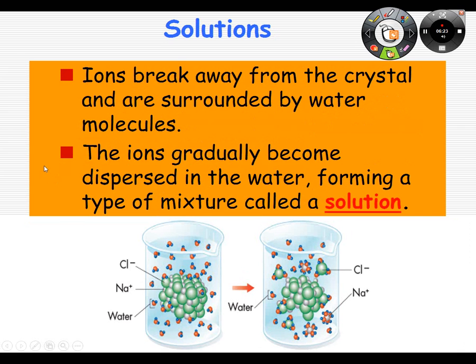Ions break away from the crystal and are surrounded by the water molecules. These ions gradually become more dispersed in the water, forming a mixture called a solution. This is what happens when something is being dissolved. It looks like the salt is disappearing, but actually what's happening is all the sodium and the chlorine are getting pulled apart and evenly distributed around the container.